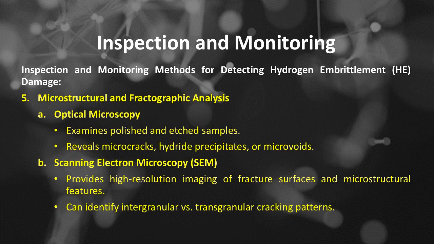Inspection and monitoring methods. Number 5 is microstructural and fractographic analysis, which includes: number A, optical microscopy. It is used to examine polished and etched samples. It reveals microcracks, hydride precipitates, or microvoids. Number B is scanning electron microscopy, or SEM, which provides high-resolution imaging of fracture surfaces and microstructural features. It can identify intergranular versus transgranular cracking patterns.